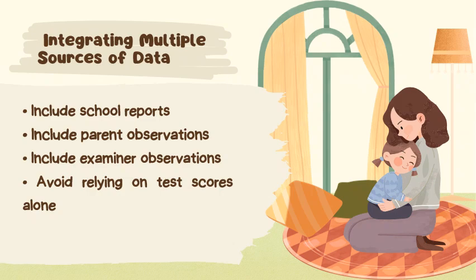Best practice requires integrating multiple sources of information. This includes school reports, the things that the parents bring to you, and examiner observations, in addition to the test score. Relying on numbers alone can lead to incomplete, inaccurate conclusions. When data from several sources are combined, the examiner gains a more complete picture of the child's strengths, challenges, and needs.